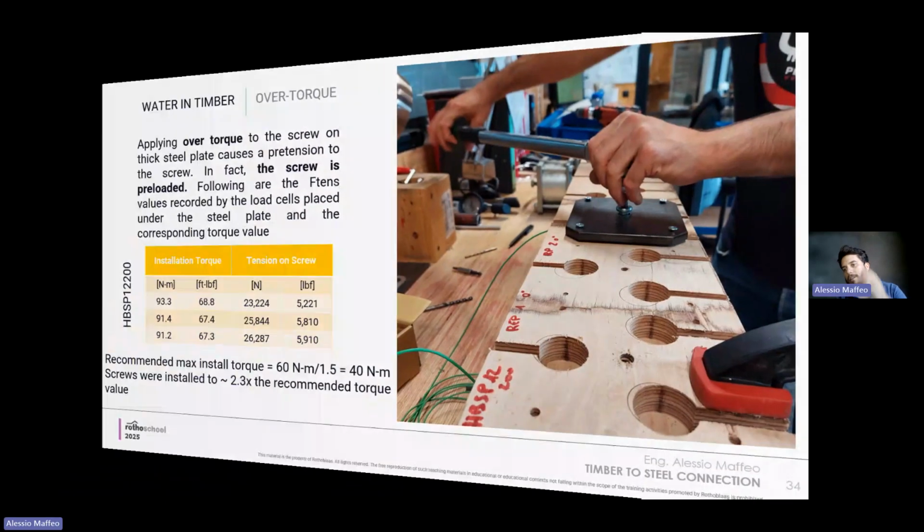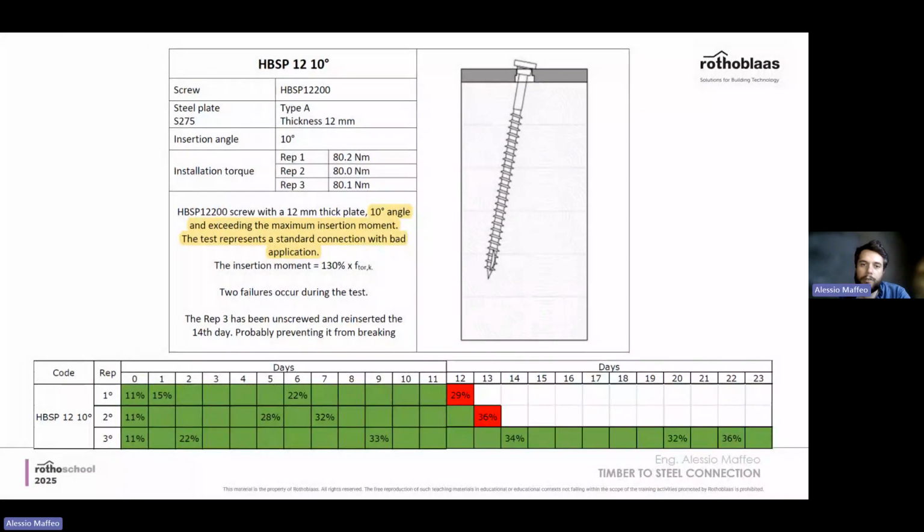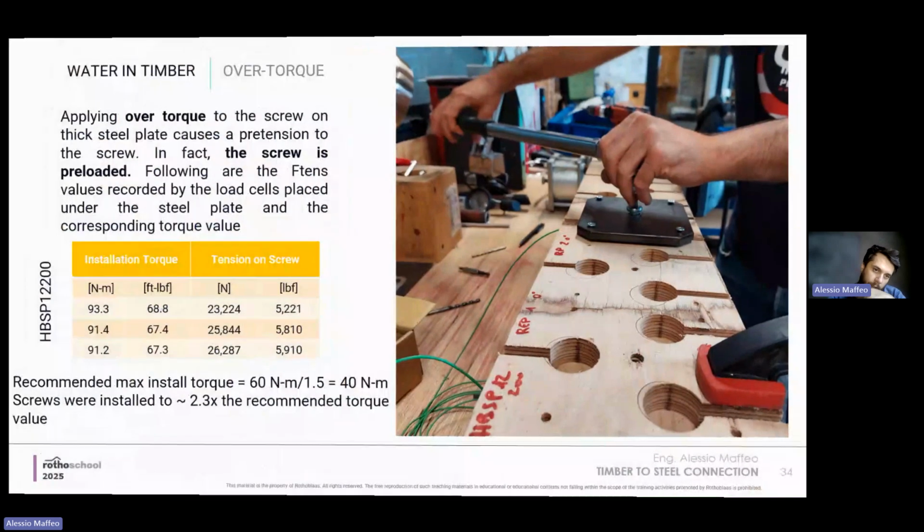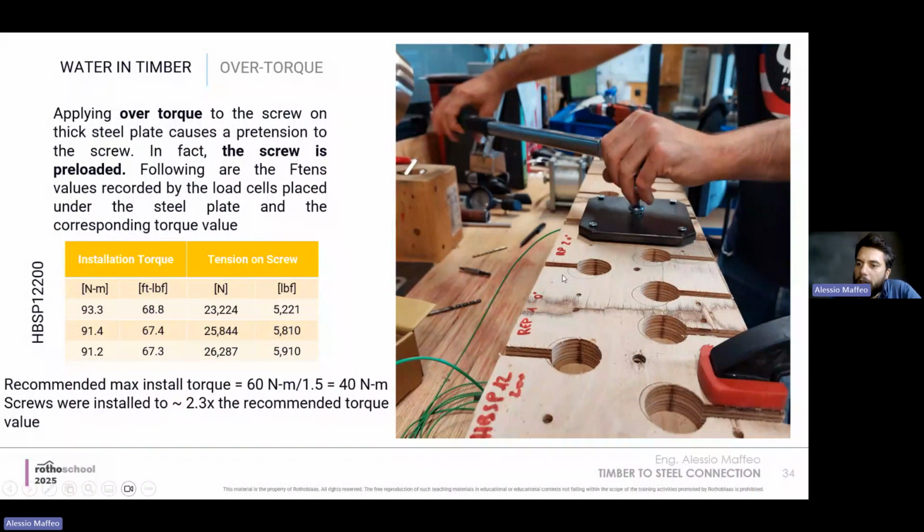This was made, so again, sorry, let me go back. This test was made for many configurations, not only for this one. So the baseline was made, and then also a lot of different cases. Okay, but how much is the tension generated in the screw axis when we over torque? This is what we wanted to try here.